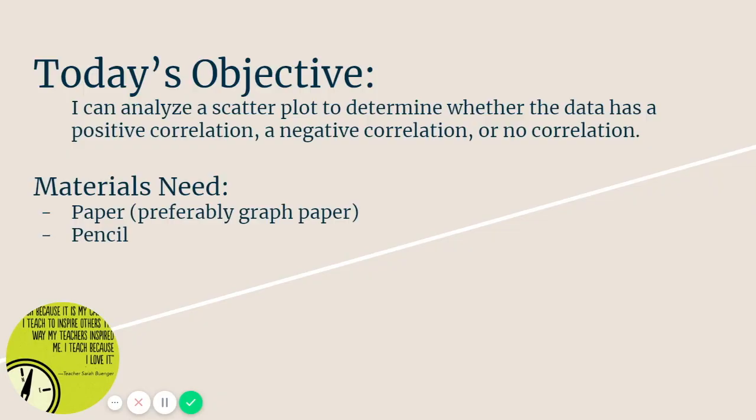Today's objective: I can analyze a scatter plot to determine whether the data has positive correlation, a negative correlation, or no correlation. Materials needed: paper, preferably graph paper, and a pencil. We will now move on to today's instructional video, after we go over our vocabulary for the week.